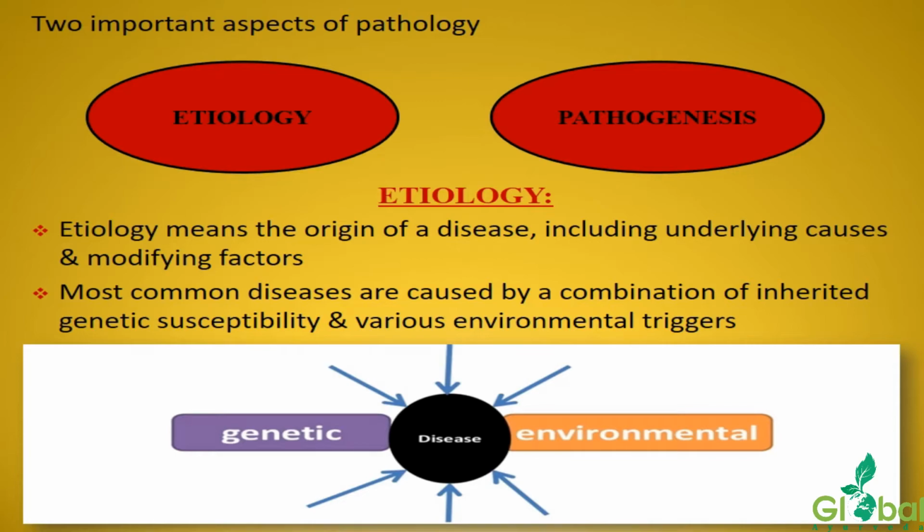Along with this genetic inheritance or genetic susceptibility, environmental triggers also will play another role, because even if a person has inherited a disease from his ancestors or from his father, mother, or whoever it may be, at present how he or she lives and how he or she is exposed to the external environment, the environmental factors also will play a major role in disease manifestation. So genetic as well as environmental factors will play a major role in manifestation of disease. So these two points we should consider under etiology.